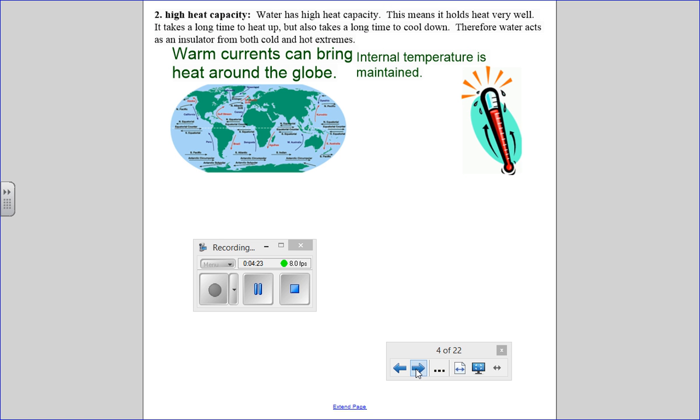So the second property of water that makes it essential to living organisms is its heat capacity. You would have learned about this in grade 10, probably at some length. It holds heat very well. It takes a long time to heat up and a long time to cool down. So water acts as an insulator from both extremes, from cold and from hot.